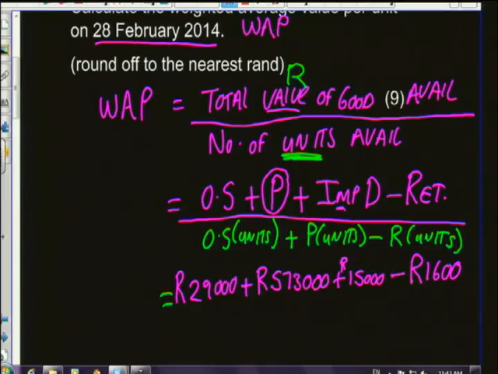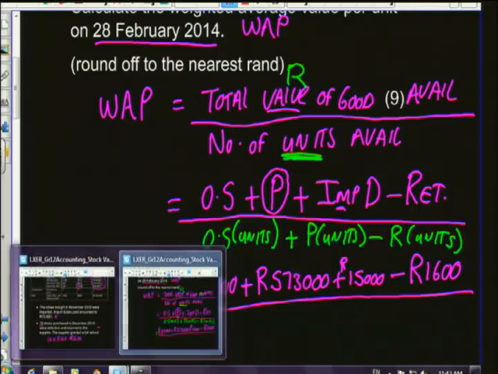Now let's focus on the bottom part of this formula. Okay, so I'm going to quickly change, let's just put a line through, and let's now change the color so that we're obviously focusing now on the bottom half of the calculation. We're going to start off with opening stock, number of units that we had available to sell at the beginning of the year.